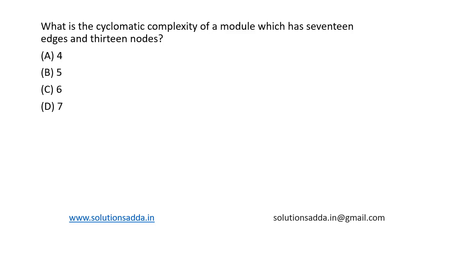This is a question from software engineering. What is the cyclomatic complexity of a module which has 17 edges and 13 nodes? So the formula to calculate cyclomatic complexity is as follows. Cyclomatic complexity is equal to number of edges minus number of nodes plus 2. This is the basic formula.